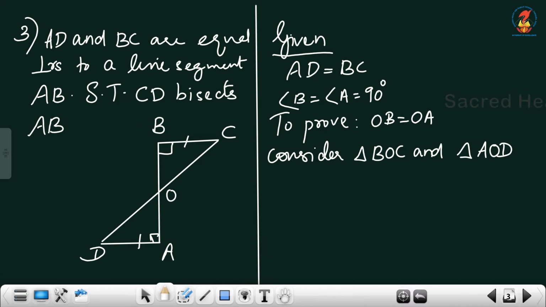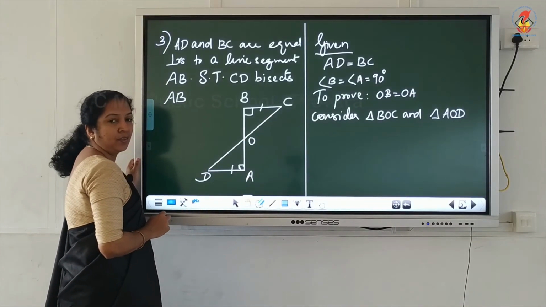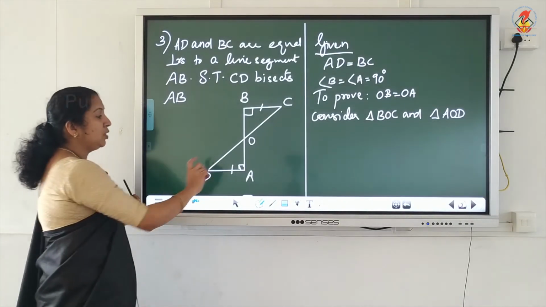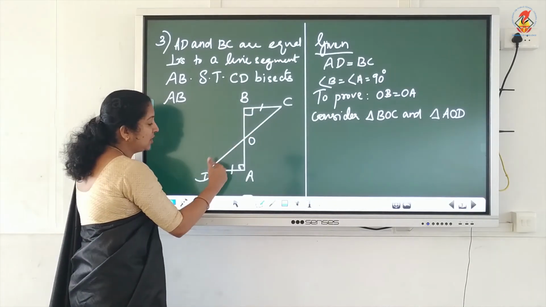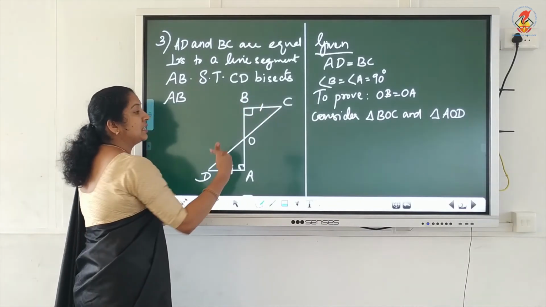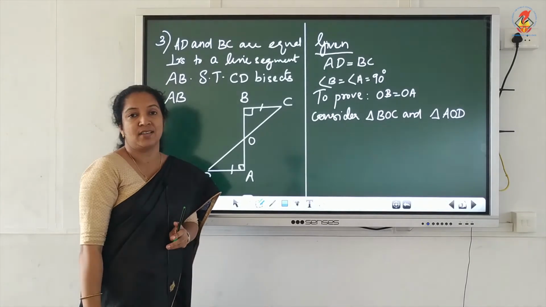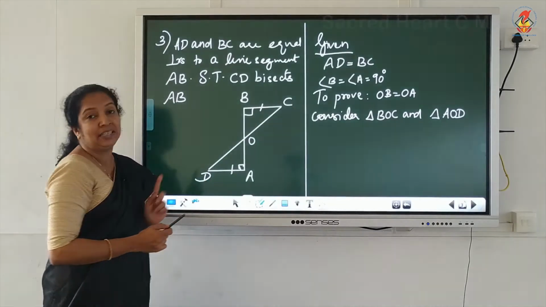Here one angle is given and one pair of sides is also given. So what is given? AD equal to BC, angle B is equal to angle A, 90 degrees. To prove OB is equal to OA. For this, consider triangle BOC and triangle AOD. See, if you want to keep one over the other, you have to turn and fold. When you turn this, D will be here. Then just folding, A and B will coincide and C and D will coincide, O and O will coincide. So corresponding parts B and A and C and D.